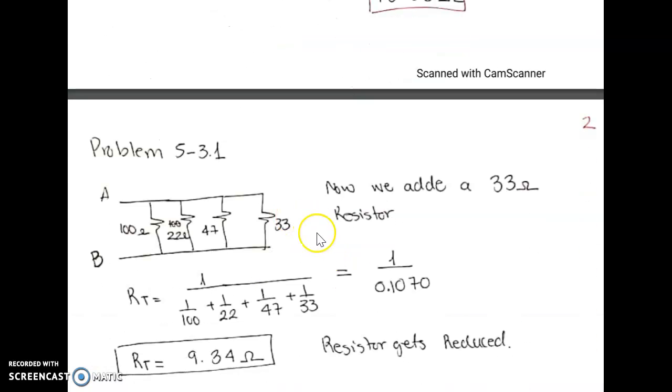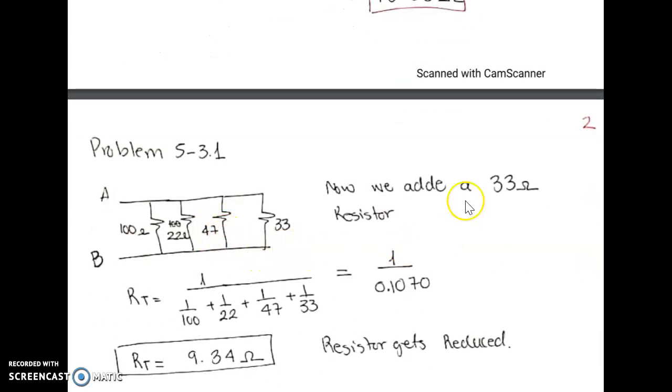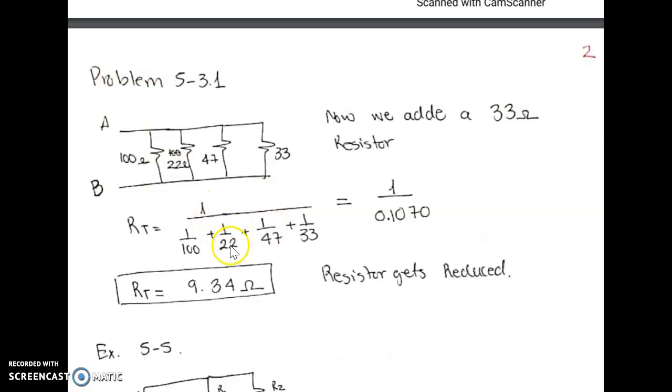Now we are going to add another resistor to the previous circuit and see how it affects. So the new resistor that we are adding is a 33 ohm. Again, we are going to add the reciprocals of the resistors and find the reciprocal of the sum, and that's going to give us 9.34 ohms.